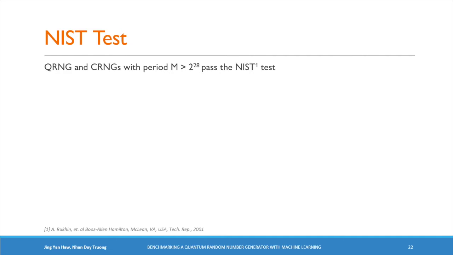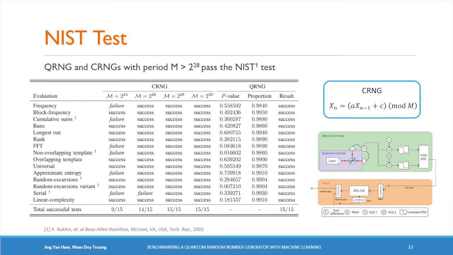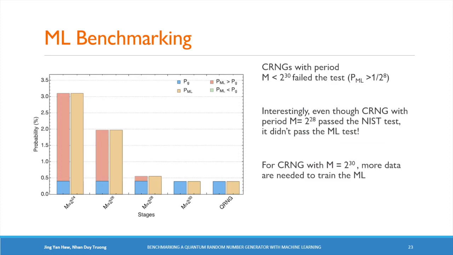First, the NIST test. We perform this over the test data set of 1 gigabit consisting of 1000 samples of 1 megabit each. The CRNG, where the output follows this recursive relation, in which the period set by the parameter m, passes the test when m is larger than 2 to the power of 28. And as expected, the QRNG hash output also passed the NIST test as well. Next, we look at the ML approach.